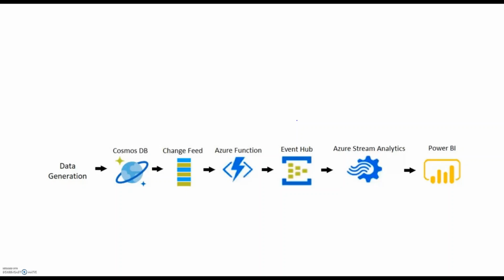Once we have this data, we're going to insert all of it into Cosmos DB and store it in a collection. The change feed will listen for changes to the Cosmos DB collection. So every time a new document is added into the collection, the change feed will trigger an Azure function. The Azure function will now process the new data and send it to an Azure Event Hub. The Azure Event Hub will store these events and send them to the Azure Stream Analytics.